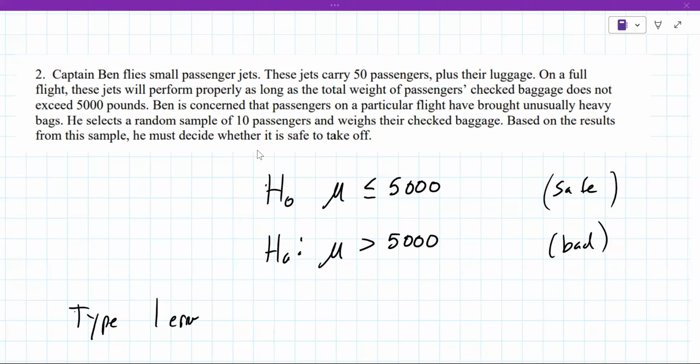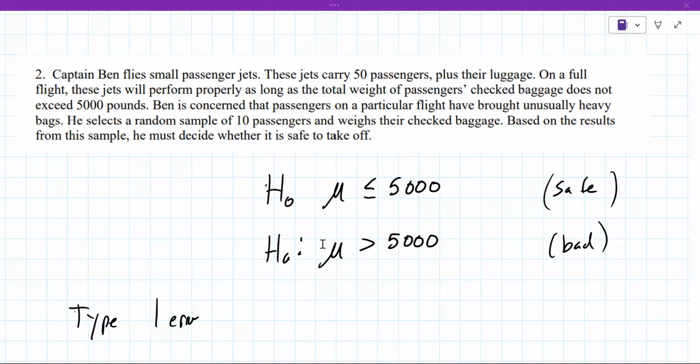I hope that he's better than me. Have you ever been to the airport and someone's got too many bags they're trying to bring onto the plane? What do they make them do? They make them consolidate them. Yeah, exactly. That's what's happened here. Ben's going to say, hey, you guys got too much luggage. Set some stuff aside.